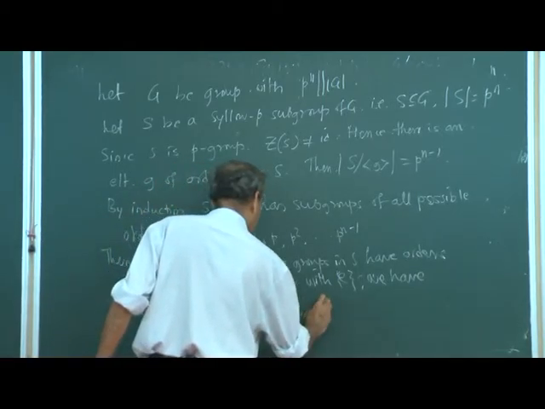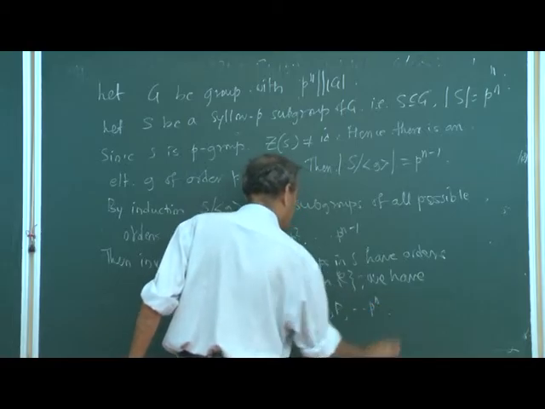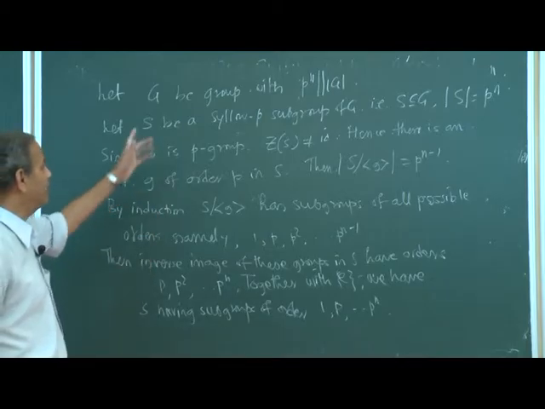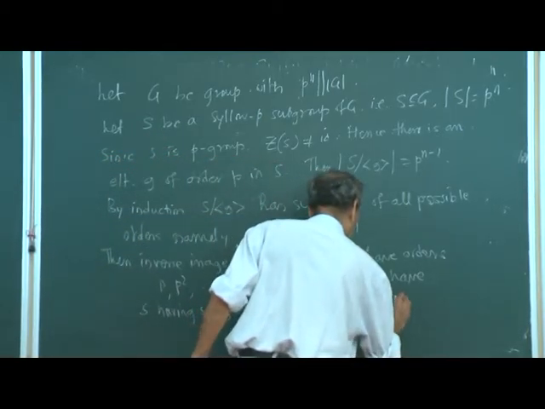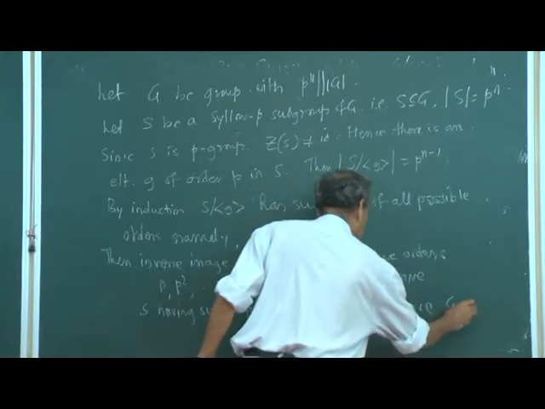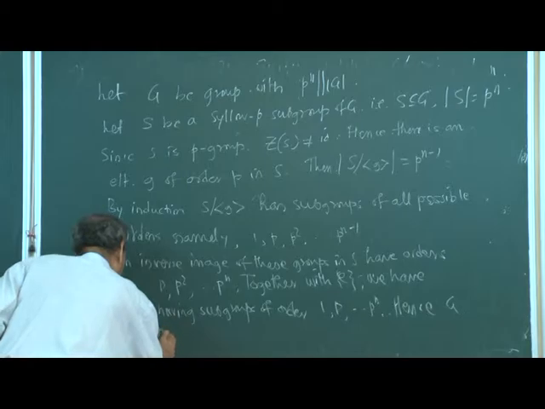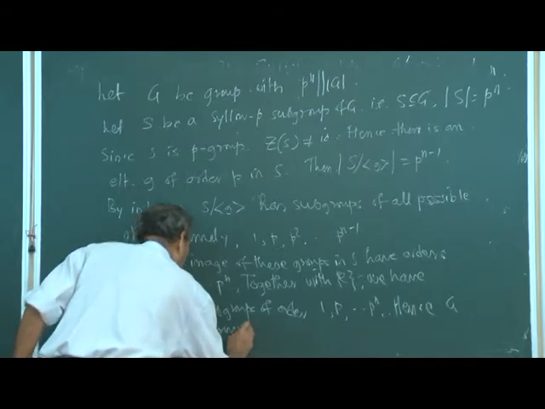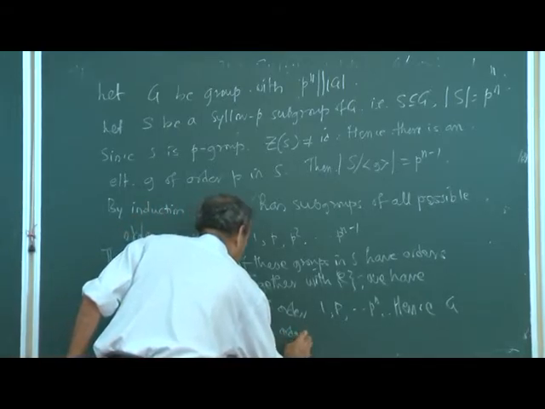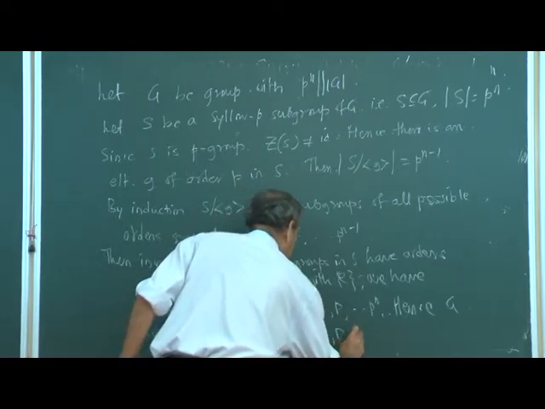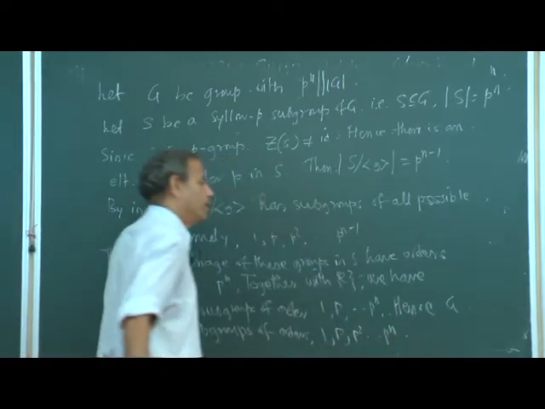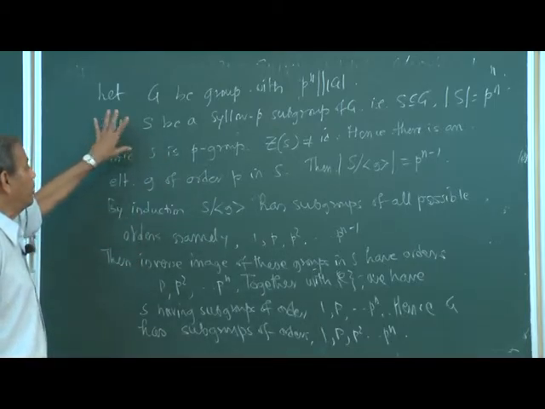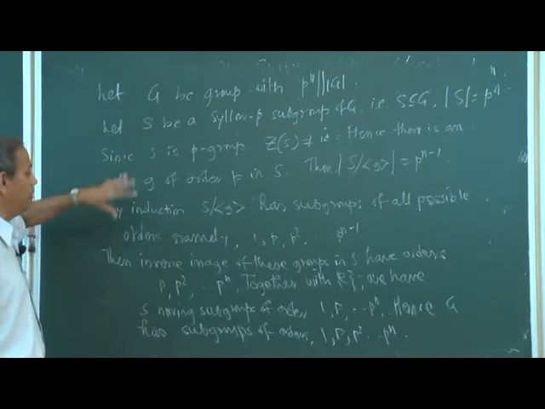we have S having subgroups of order 1, P, P square, up to P raised to n. But these subgroups of S are subgroups of G. Hence, G has subgroups of orders 1, P, P square, up to P raised to n.